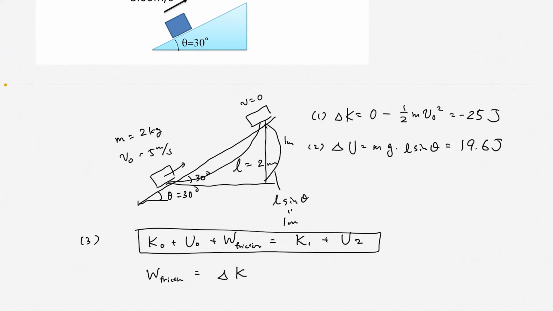Delta K plus delta U. Then we have already discovered this is minus 25 joules. This is 19.6 joules. So it becomes minus 5.4 joules.